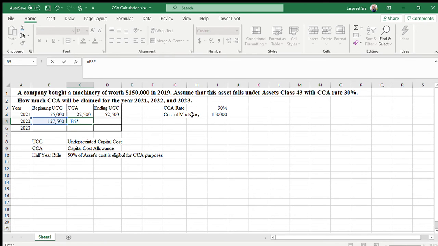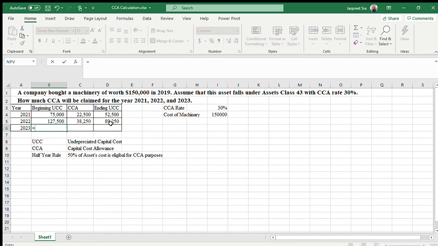127,500 times 30%. So 38,250, this amount as CCA the company can claim in 2022. And ending UCC now is very straightforward. Beginning UCC 127,500 minus the CCA amount that can be claimed by the company in 2022. So ending UCC, ending undepreciated capital cost, 89,250. Then life is easy here.